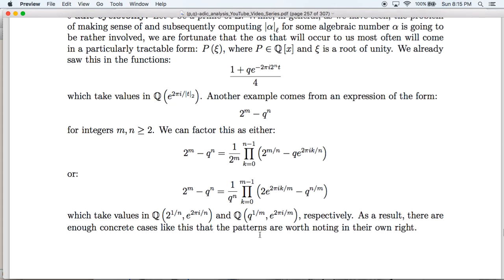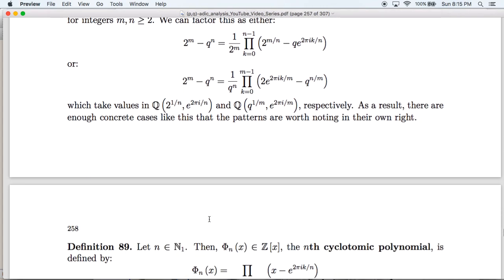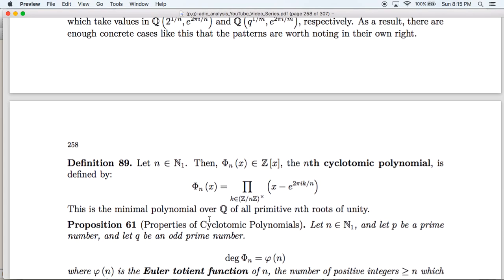As a result, there are enough concrete cases like this that the patterns are worth noting in their own right. Here, though, it's important to notice that in this case these fields are going to be Galois extensions, because we have both 2^(1/n) and e^(2 pi i/n). But if we didn't have the root of unity, it wouldn't be a Galois extension. So again, in general, our work is going to be with Galois extensions, so everything is nice. So now we need to go over cyclotomy.